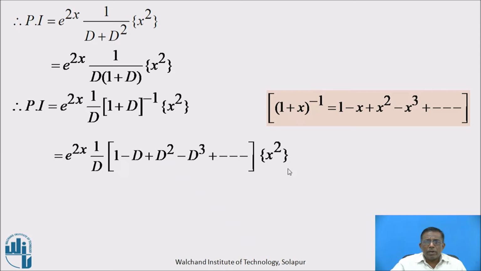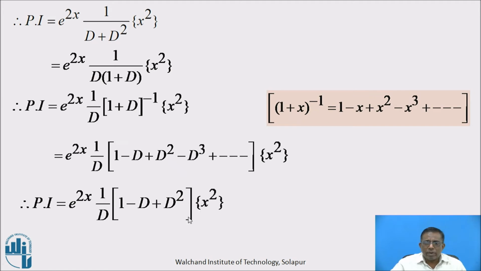Now here the power of x is 2. Its second order derivative exists, but the third order, fourth order, etc. higher order derivatives become 0. So from this expansion we consider terms up to D square only. Neglect D cube, D raised to 4, etc. Therefore, PI equal to e raised to 2x into 1 by D kept as it is. From this infinite series, we have to take terms up to D square. Hence, 1 minus D plus D square, bracket close, and into x square.